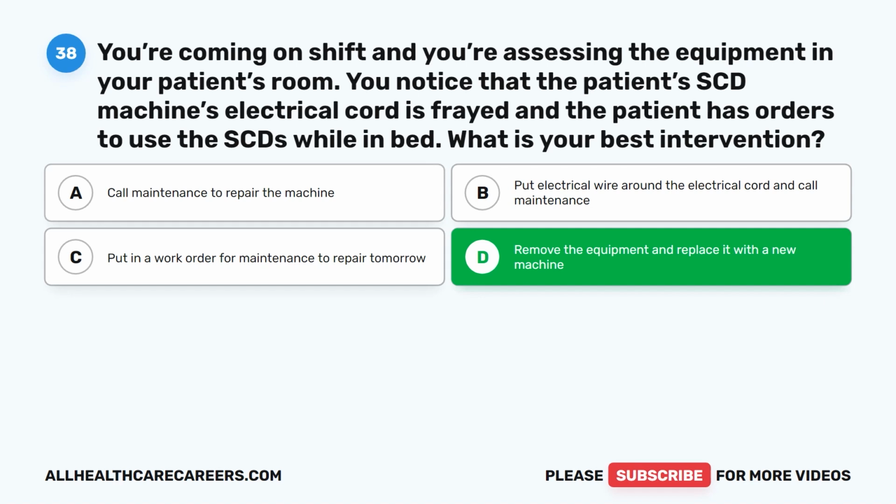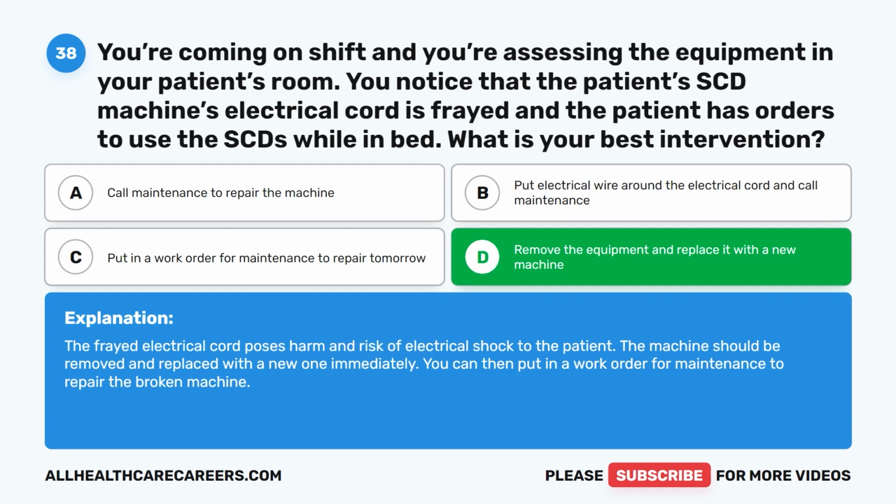The correct answer is D. Remove the equipment and replace it with a new machine. The frayed electrical cord poses harm and risk of electrical shock to the patient. The machine should be removed and replaced with a new one immediately. You can then put in a work order for maintenance to repair the broken machine.